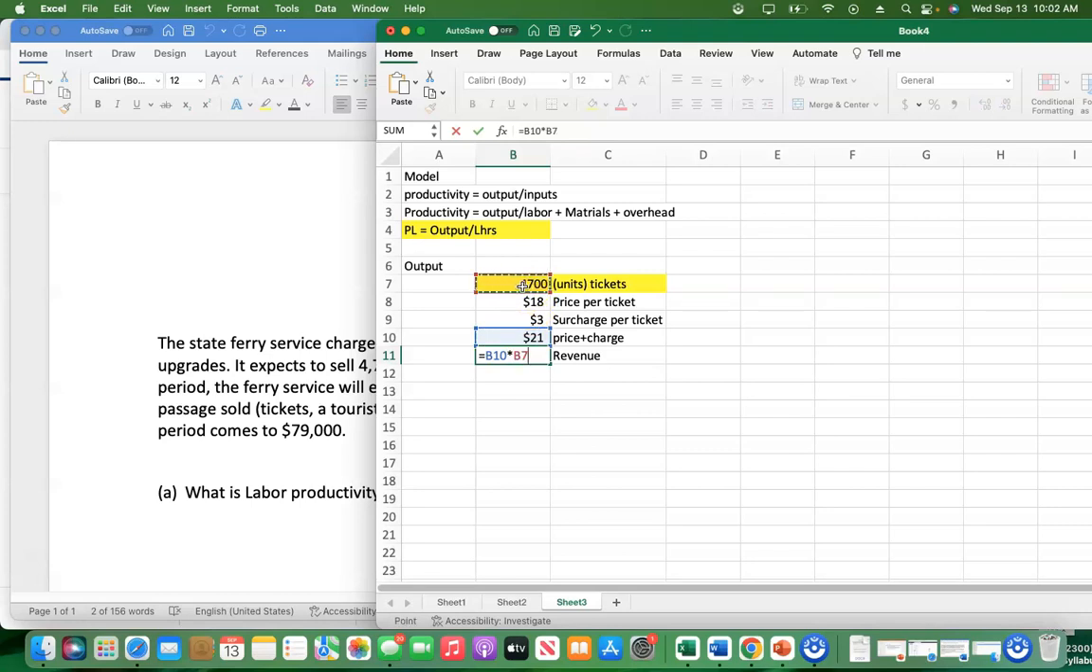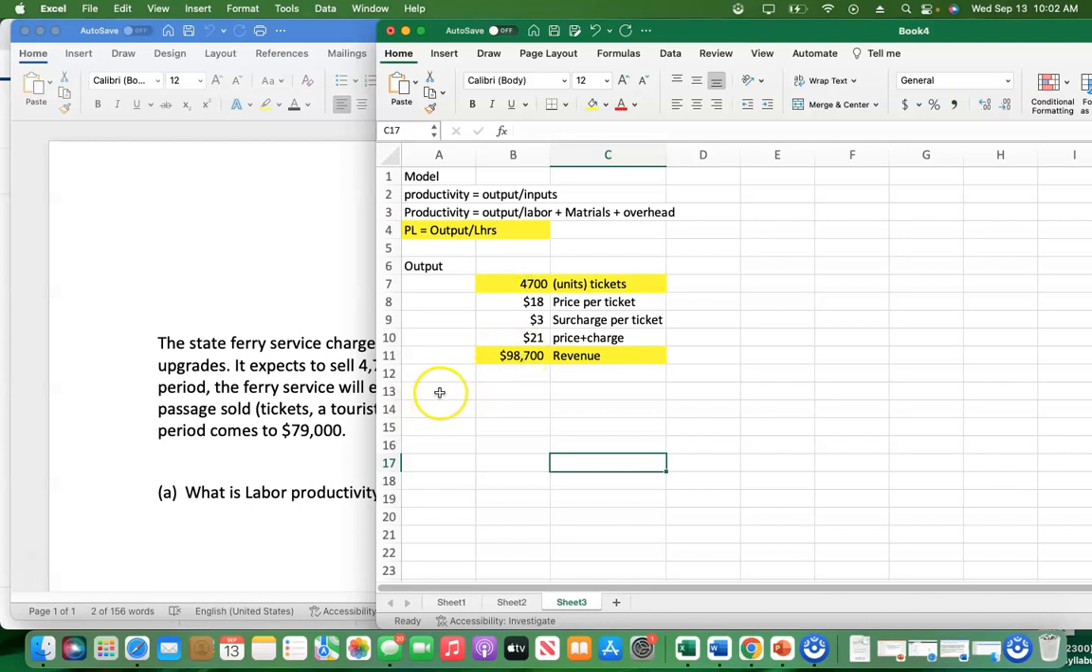Remember, revenue is the price times units, or price times quantity. And so that's the output in terms of revenue. So we can look at the output in terms of the number of tickets that are sold, but also we can look at how much we get from the tickets, and that's the revenue. And so we can now look at inputs.